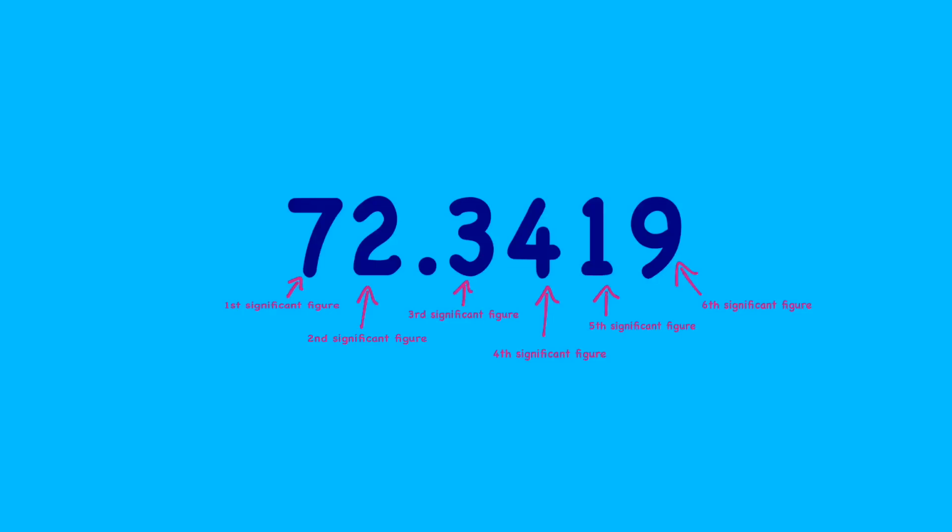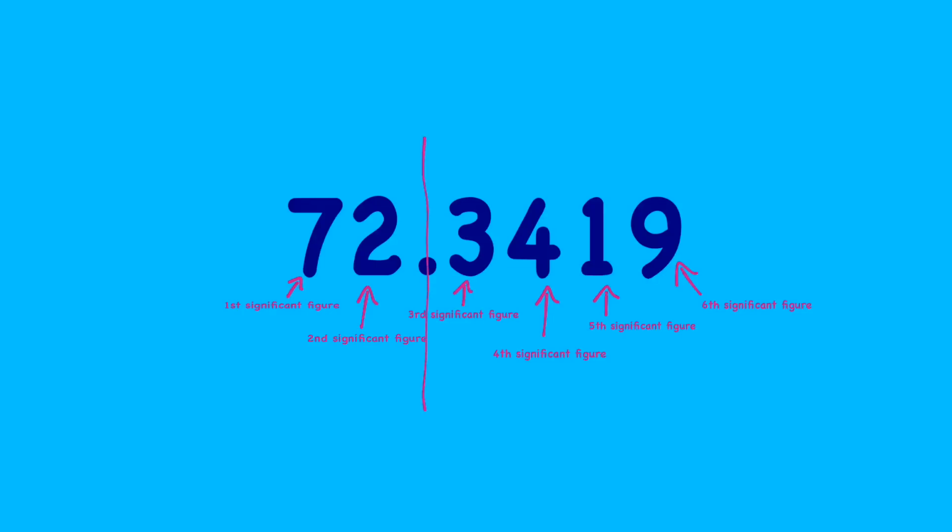Normally, you'll be asked to round a number to 2 significant figures or 3 significant figures. So let's see how it's done. I'm going to choose to round to 2 significant figures. So that means I want these first 2 significant figures. So after the first and second significant figure, I'm going to cut off here.